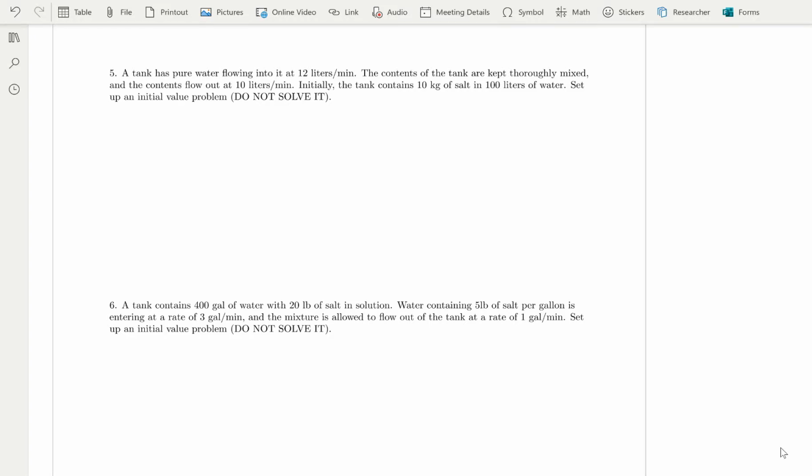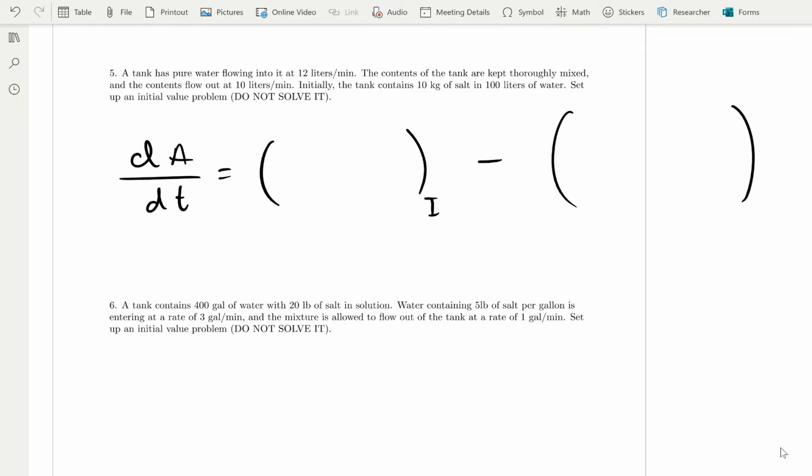Hello everyone. So in this video I'm going to solve two special questions regarding mixing problems in the differential equation application. So question 5 and 6. Let's see. A tank has pure water. Okay, so let's set up the differential equation. dA over dt is the inflow information minus the outflow information, right? So inflow minus outflow. A tank has pure water flowing into it.